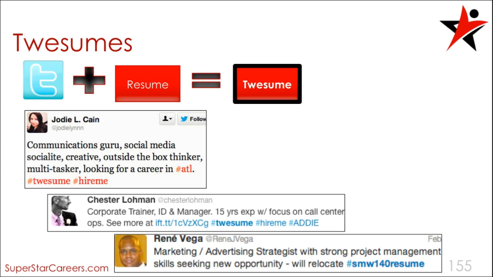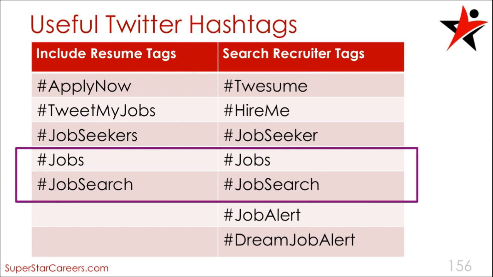And when you look at these Twesume examples, you can see the applicants have streamlined their self-descriptions to their most essential skills and traits, which can be a blessing to recruiters who receive countless resumes each day. To get the attention of those recruiters, be sure to include one or more of these hashtags in your Twesume. Twitter's also a great place to find jobs, so you can search on these hashtags that recruiters often use, like hashtag jobs or hashtag job alert. Notice that the words in purple are used by both recruiters and job seekers.